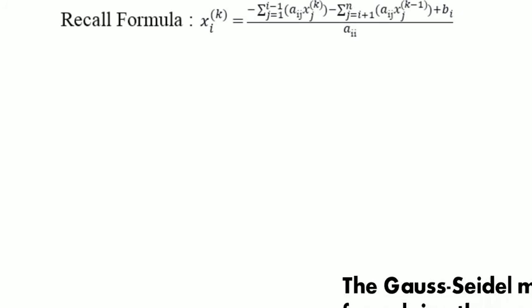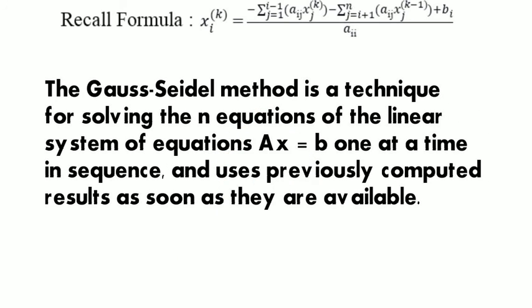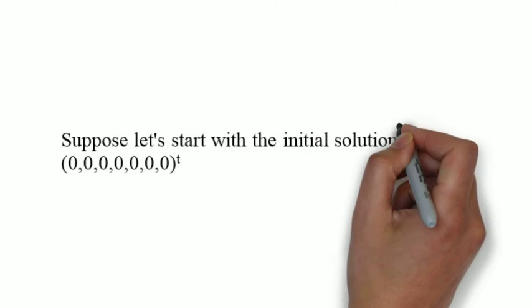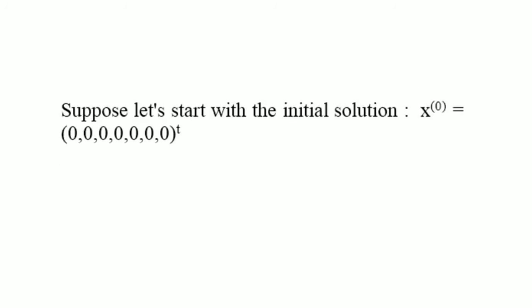The Gauss-Seidel method is a technique for solving the n equations of the linear system of equations Ax equals b, one at a time in sequence, and uses previously computed results as soon as they are available. Let's start with the initial solution. X raised to 0 contains 0, 0, 0, 0, 0, and 0.